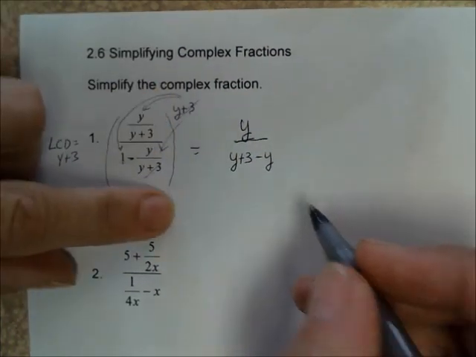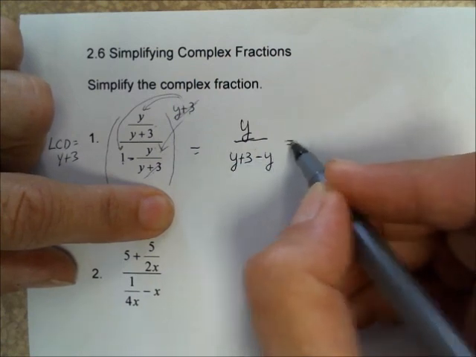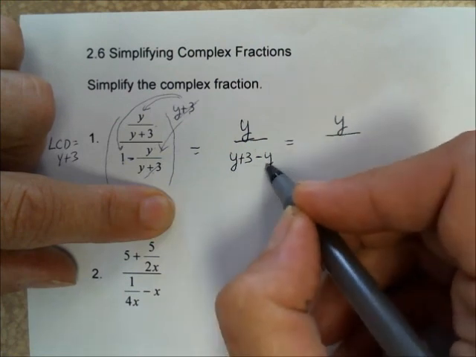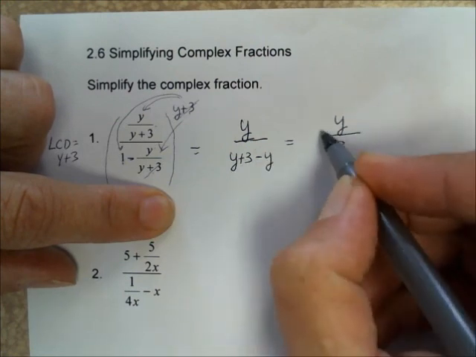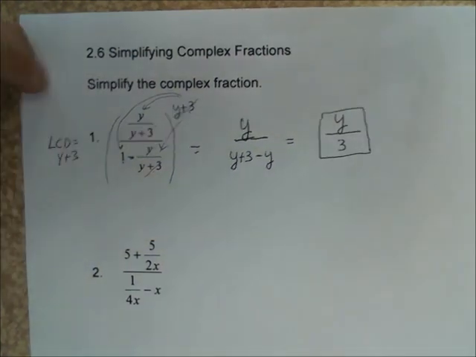And then the only thing left to do now is to subtract y minus y to simplify that denominator. So our final answer is y over y minus y is 0, and 0 plus 3 is 3. So that would be the final simplified answer for number 1.